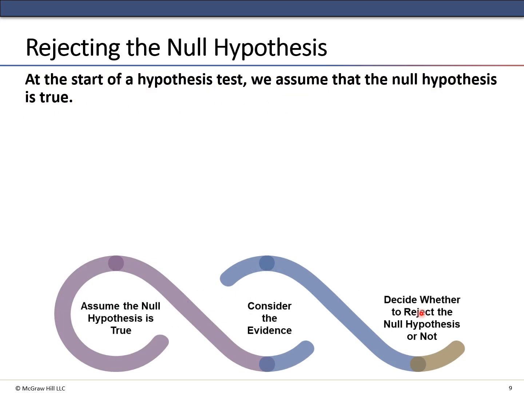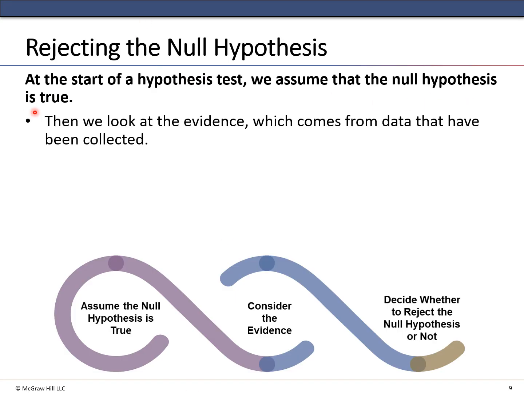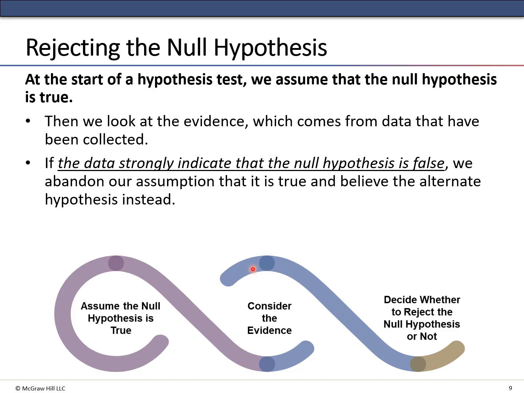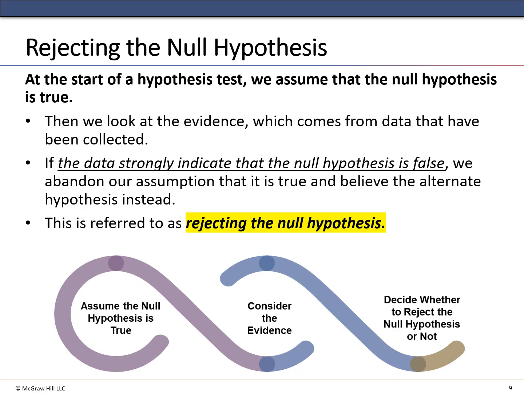At the start of a hypothesis test, we assume the null hypothesis is true. Then we look at the evidence, which comes from the data that we've collected in our survey or whatnot. If the data strongly indicates that the null hypothesis is false, we abandon our assumption that it is true and believe the alternative instead. This is referred to as rejecting the null.